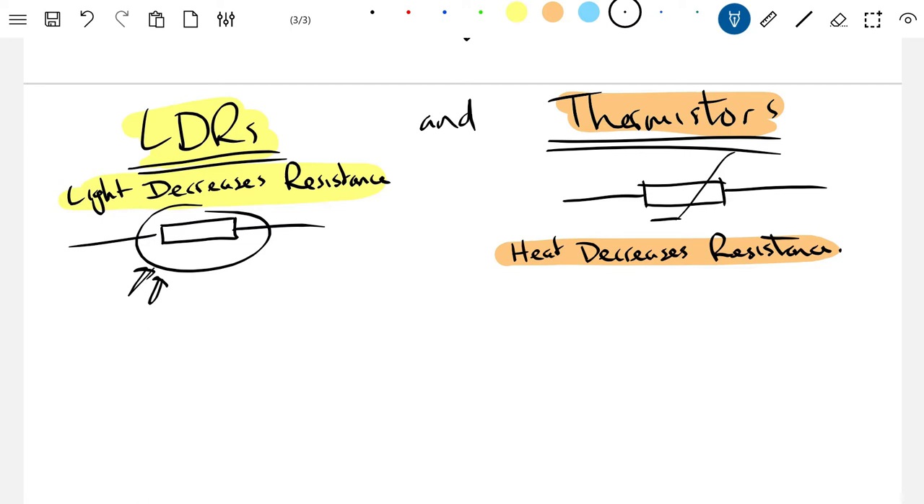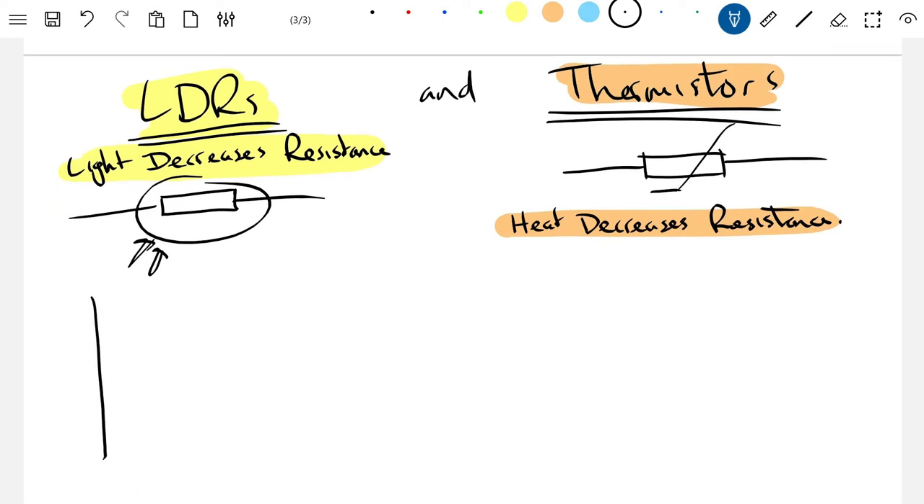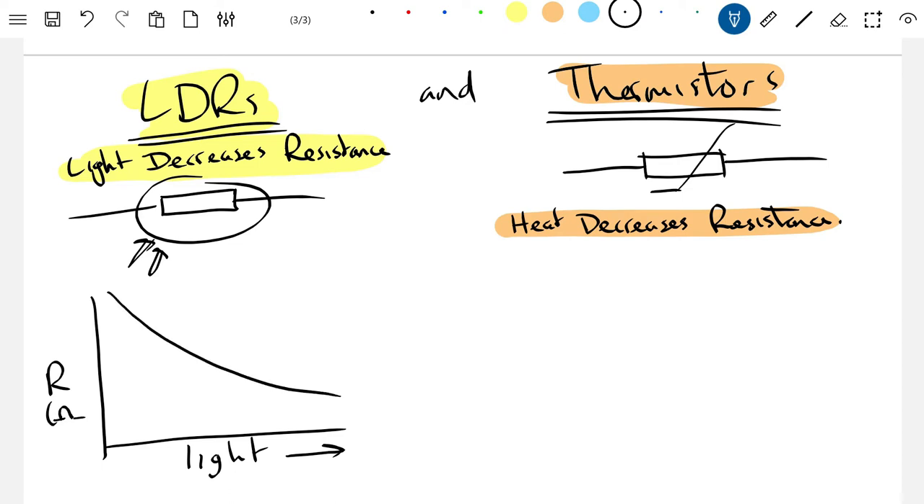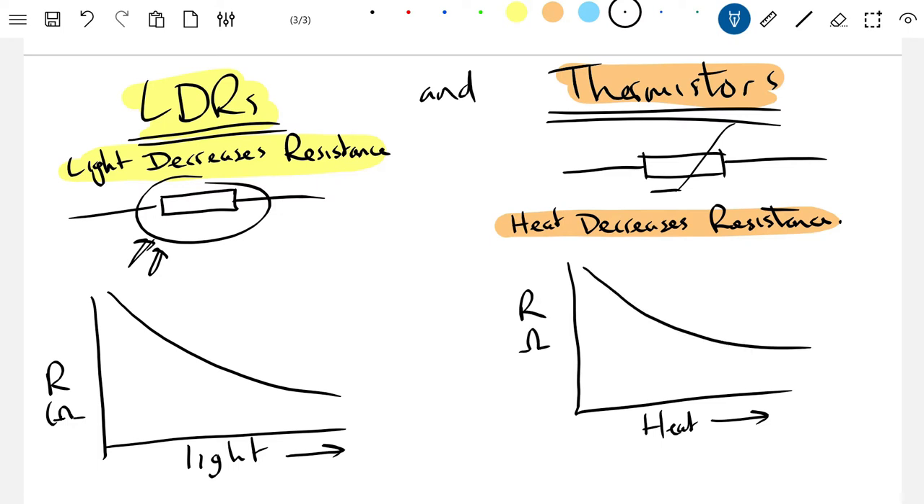Now, the way that it changes, so let's say we put more and more heat in this, and this is the resistance in ohms. It changes and it actually goes down in a bit of a curve like that. They both do. So this is heat that way, and this is resistance in ohms. So that's how it changes. It changes in a curve, so it's kind of like an exponential decay curve, you might say.